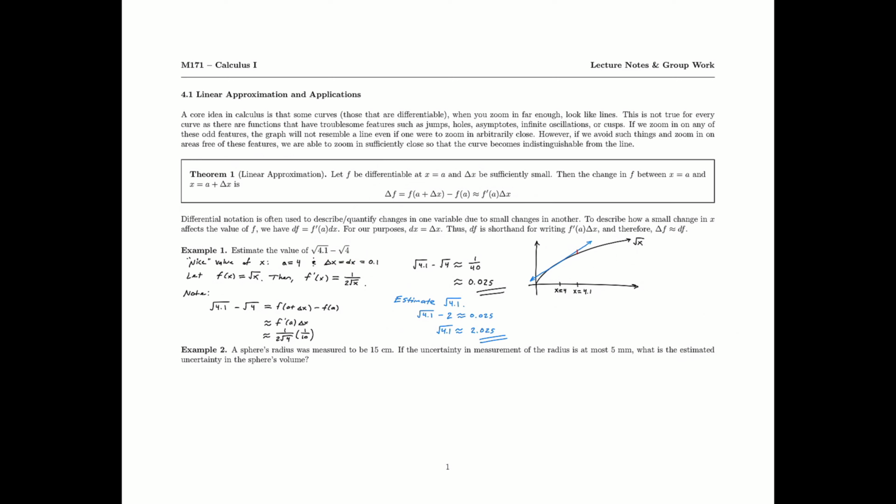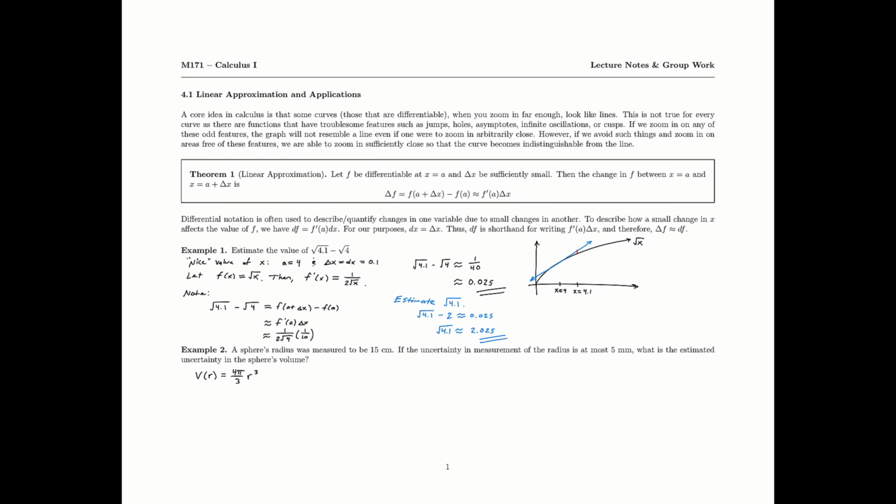So if we consider the volume of a sphere to be a function of the sphere's radius, which it is, the formula for a sphere's volume is 4/3 pi r cubed, or 4 pi over 3 r cubed.